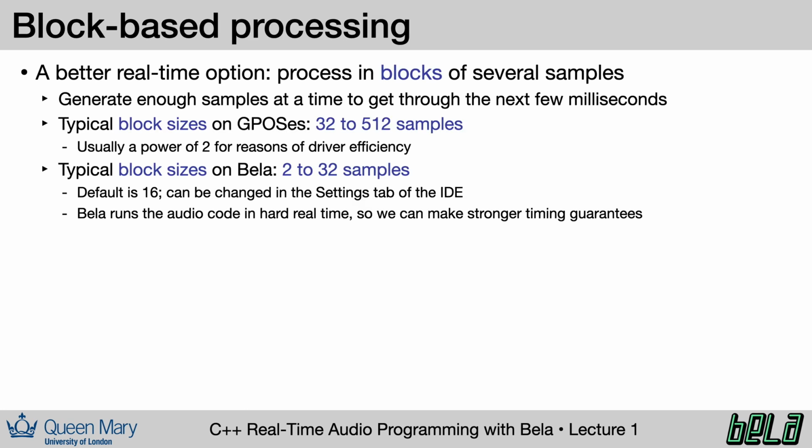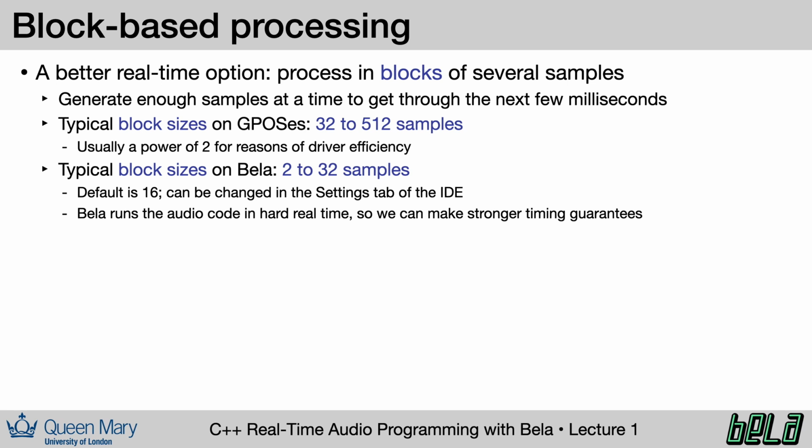The usual solution to this problem is that rather than processing samples one at a time, we process them in blocks. The idea is that we generate ahead enough samples that we can get through a few milliseconds of audio, and then the system can go away and do other things, and then we can come back and generate another block of samples. On a typical Mac, Windows, Linux system, you might find block sizes between 32 and 512 samples. Usually they're a power of 2 just because there are reasons that that's more efficient to implement.